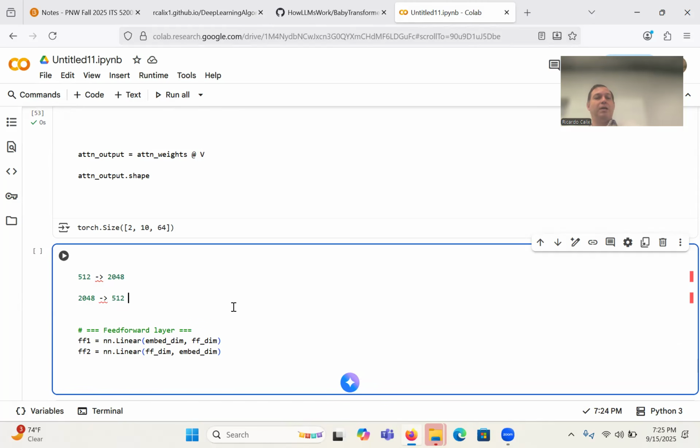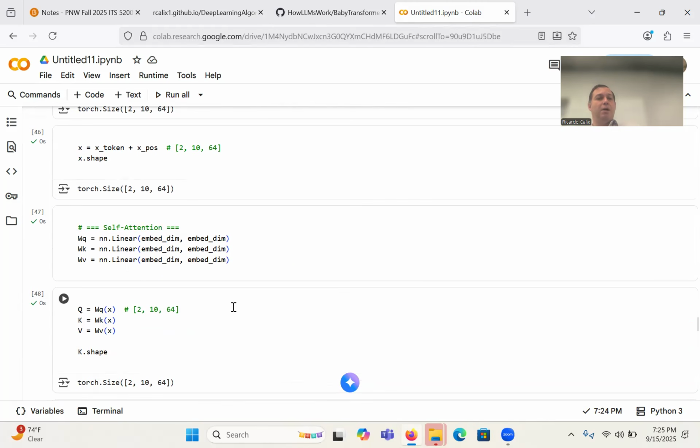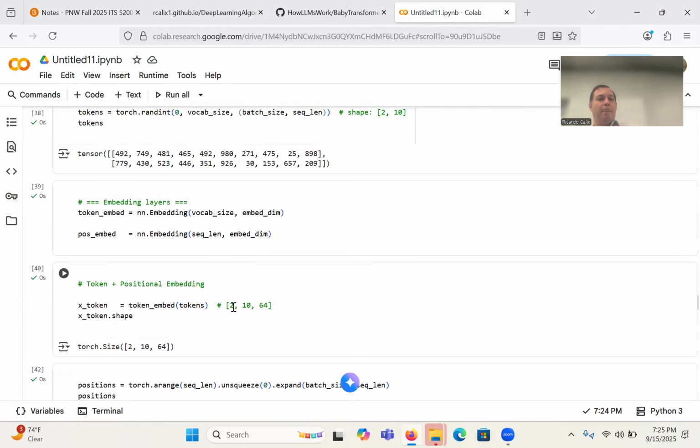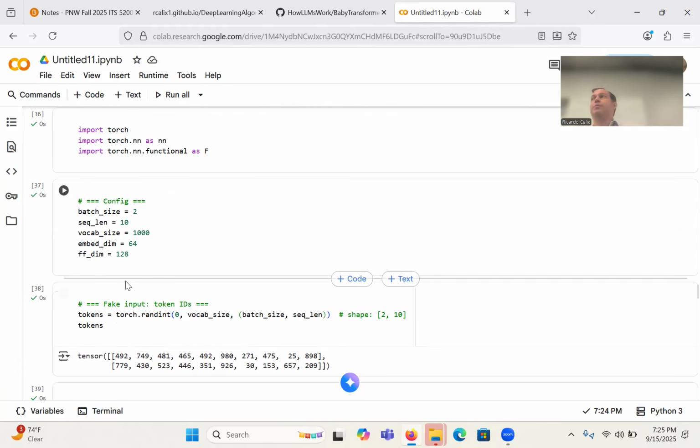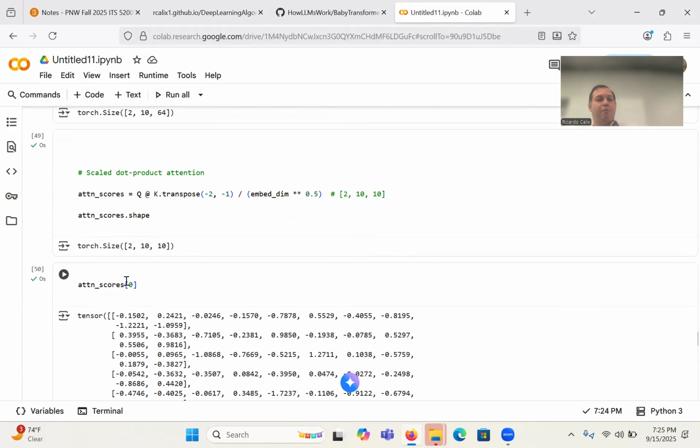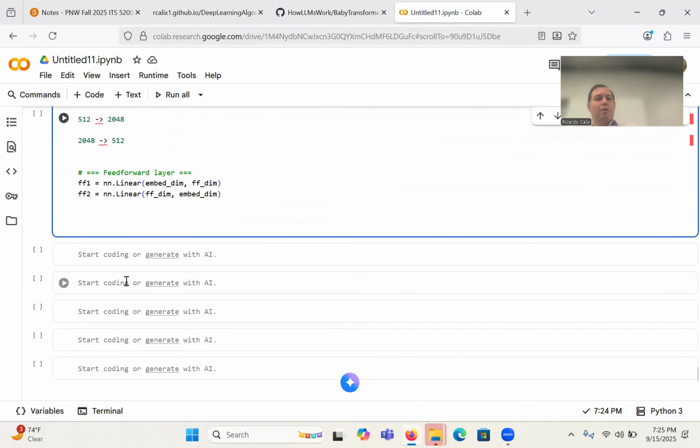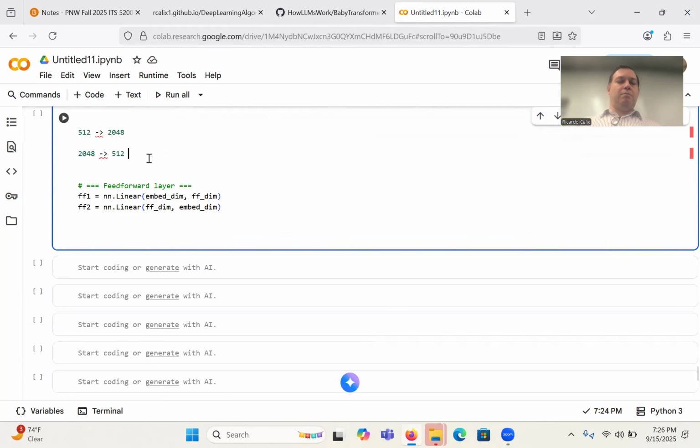In our example, this FFDIM, I believe is, what is it? 128? You guys see that? 128. So this is 128, so this would also be 128. And then what would this be in our example currently? 64, very good. So you can see it just maps it.